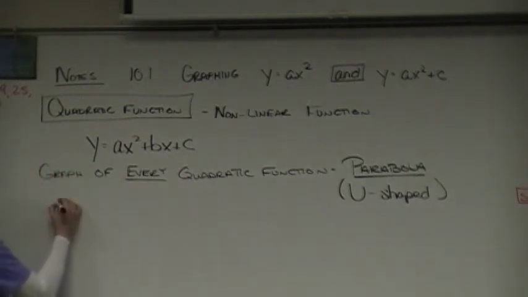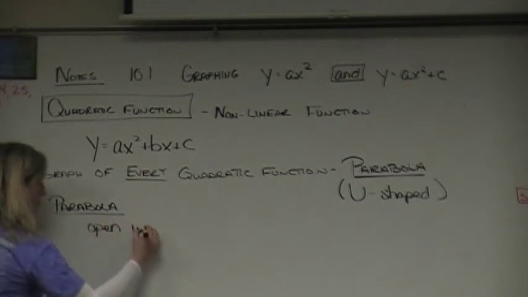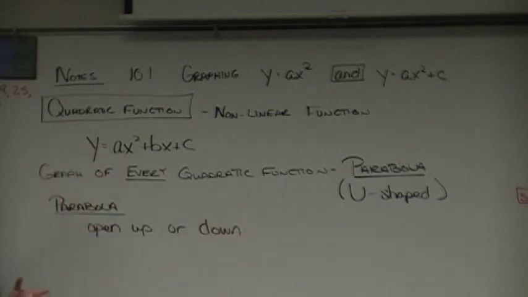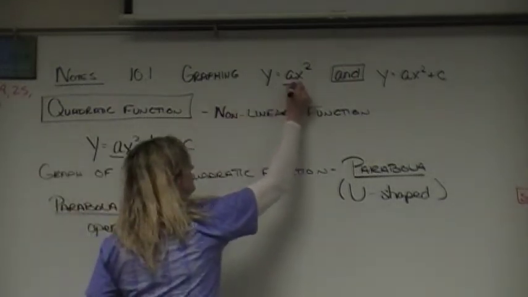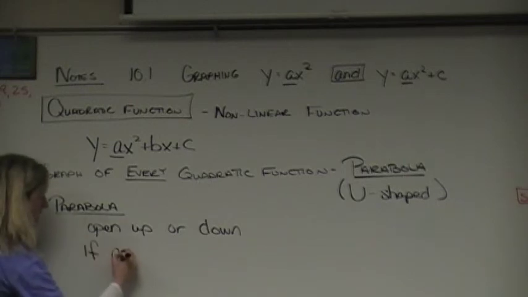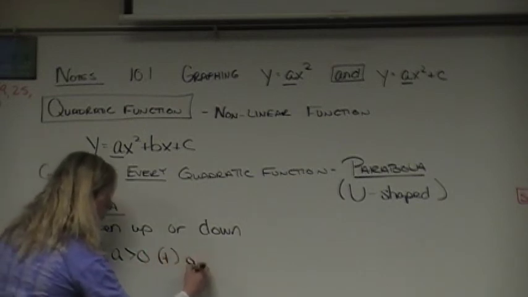Now, a parabola can either open up or it can open down. So let's write that down: a parabola can open up or down. How do you know whether it opens up or down? Here's the key. The a is the key. Whatever a is determines whether the parabola opens up or down. If the value of a is greater than 0, which means positive values, then it opens up.